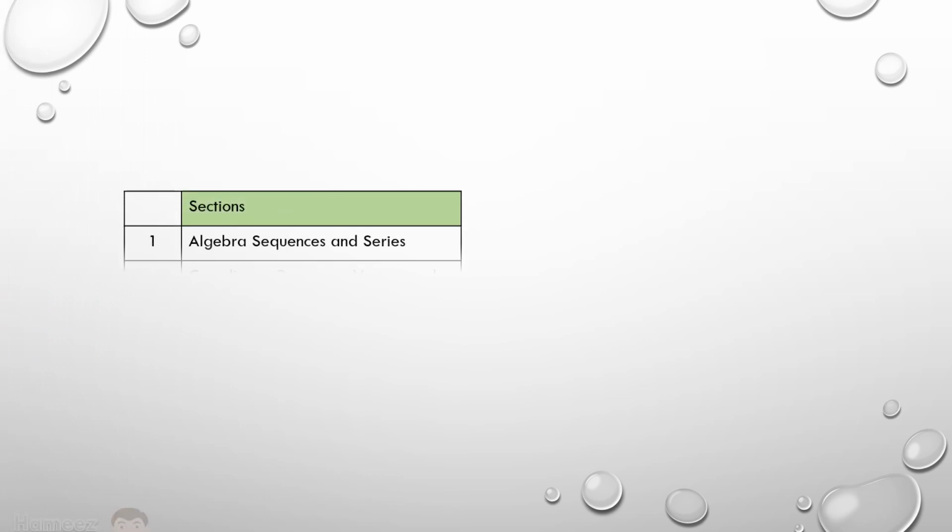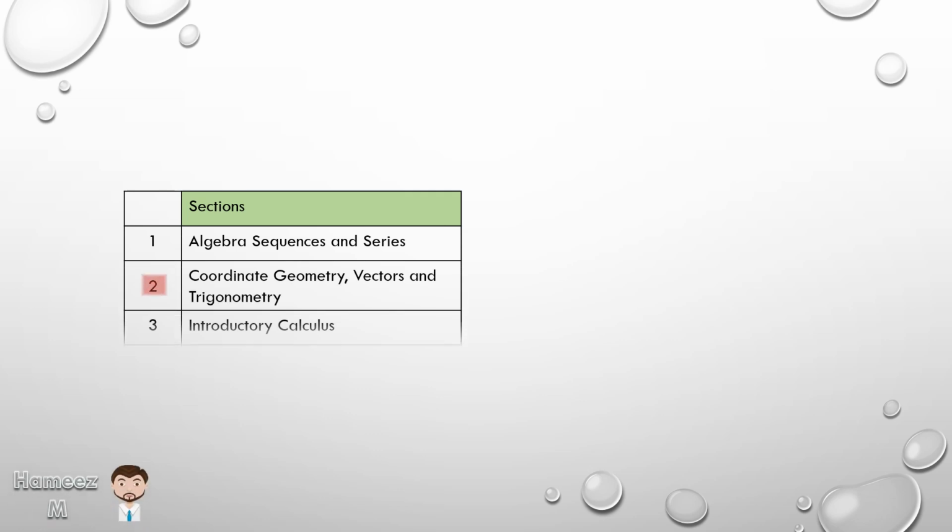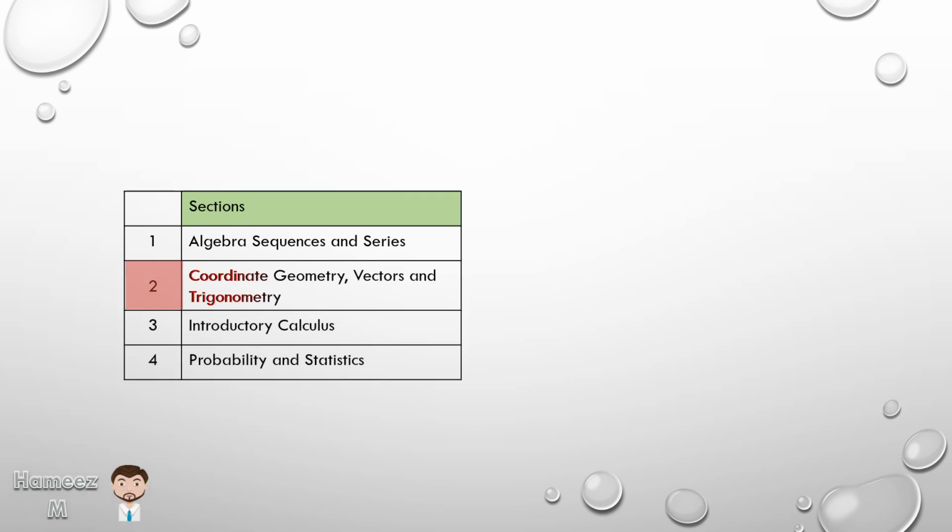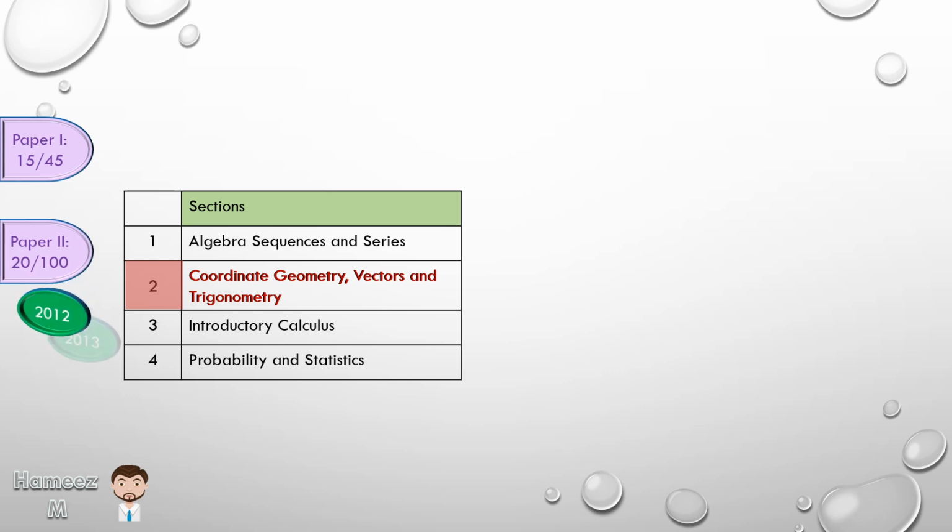As we look at the four major sections of additional mathematics, this video looks at section 2, coordinate geometry, vectors, and trigonometry. This section is tested for 15 marks in paper 1, or 15 multiple choice questions, and in paper 2, the long paper, which is worth 100 marks, it is tested for 20 marks.